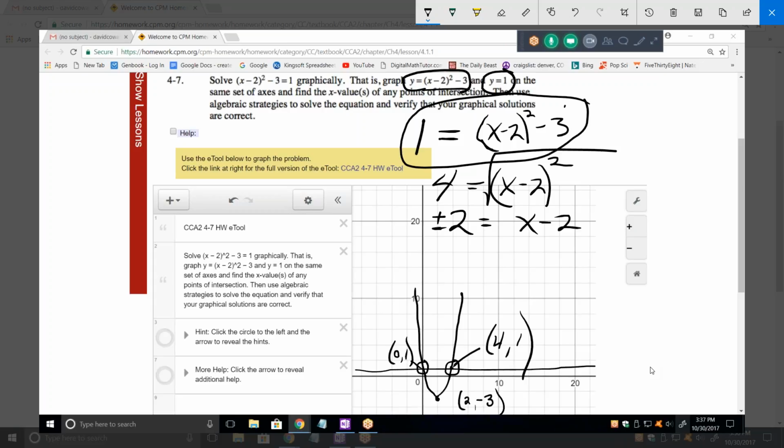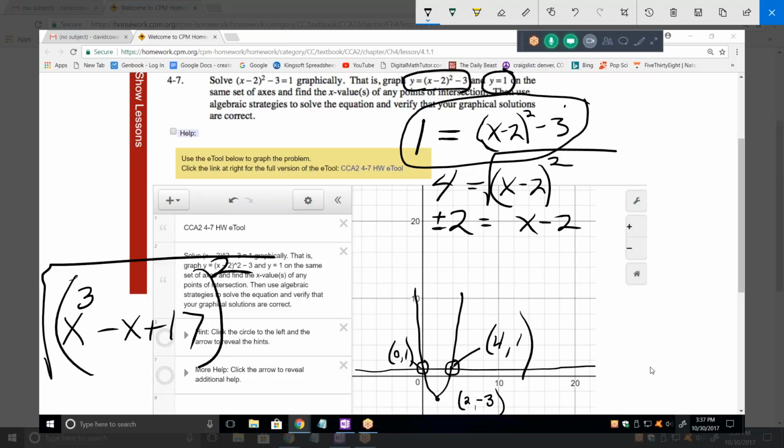If I had something over here, x cubed minus x plus 17, and I was squaring that, and then I said, well, take the square root of that, what's the answer? X cubed minus x plus 17. Okay. So let's keep going. We're not quite done yet. We haven't isolated x. What do I have to do to isolate x? Subtract or add 2. Okay, so I have now 2 plus or minus 2 equals x.